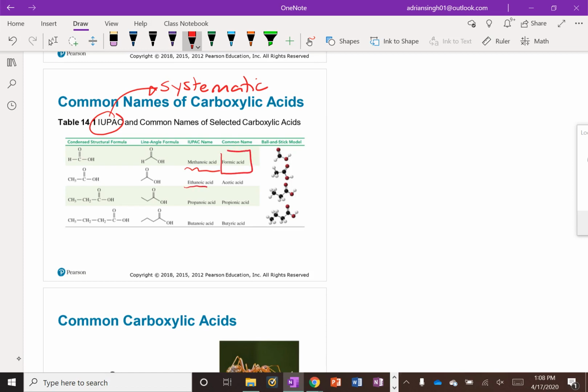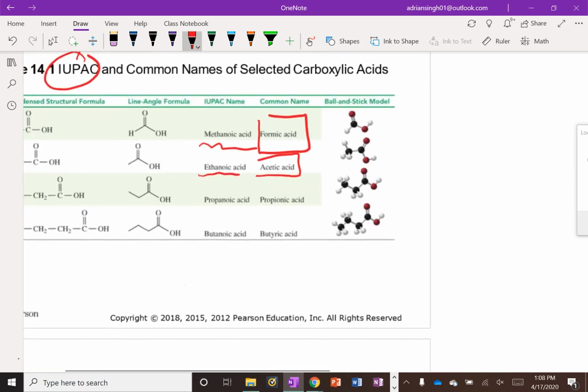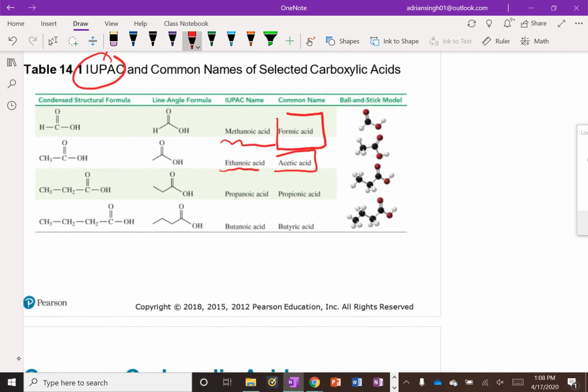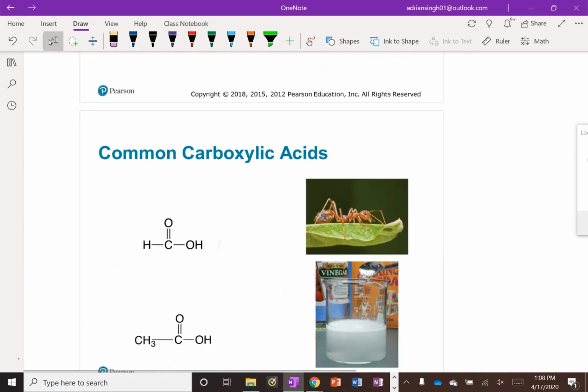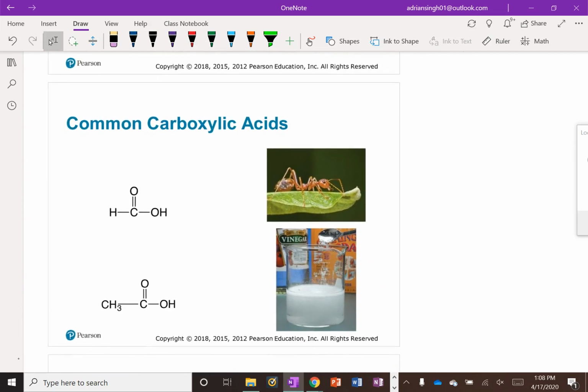A 2-carbon carboxylic acid is ethanoic acid. That is commonly known as acetic acid. And then we have a couple other ones. Propanoic is commonly known as propionic acid. And then butanoic is also known as butyric acid, right? So you'll see those terms being used interchangeably.